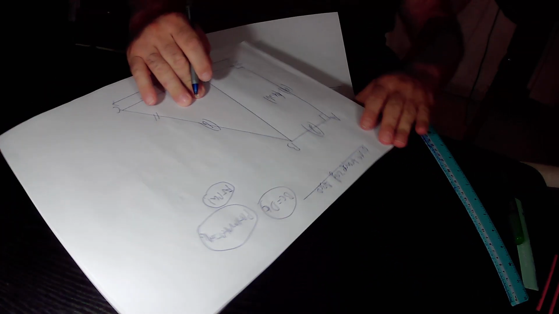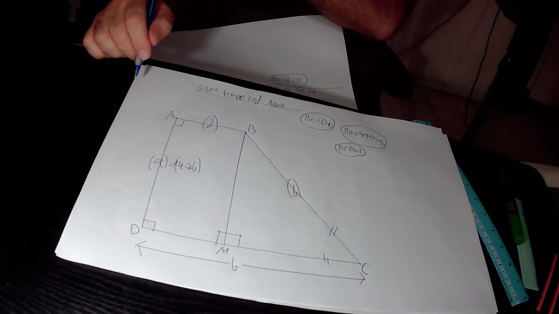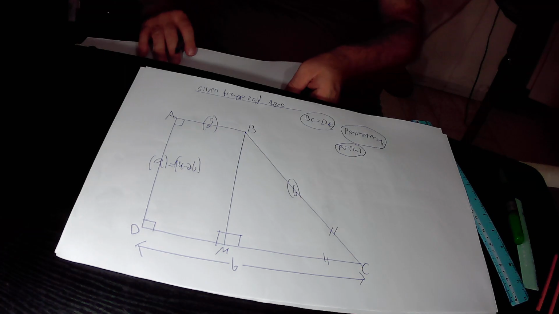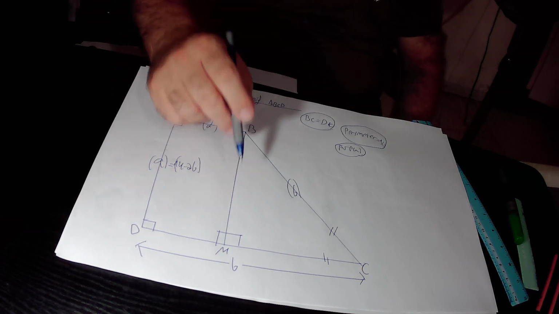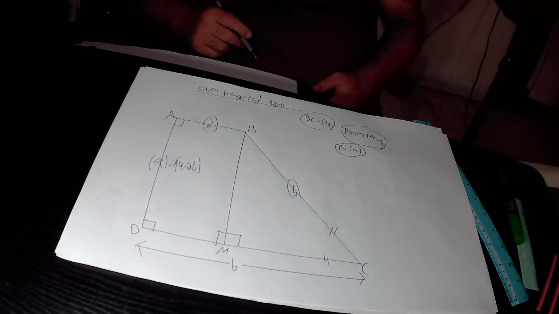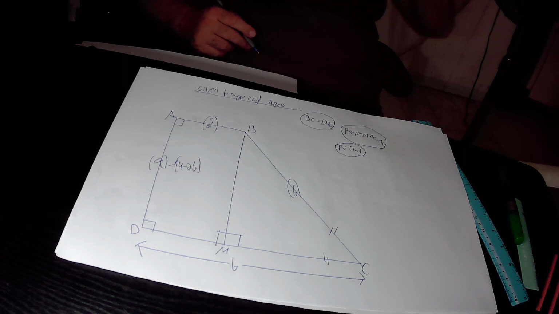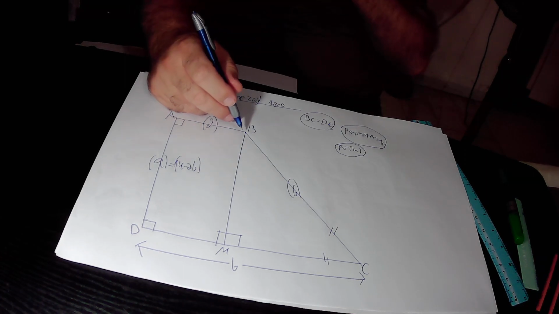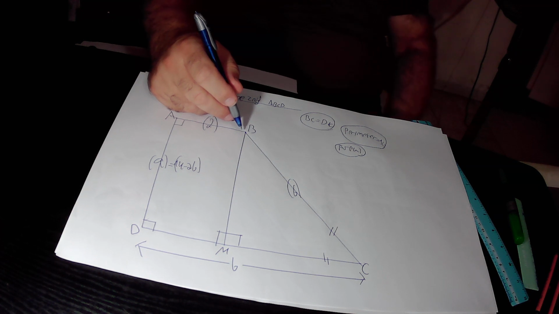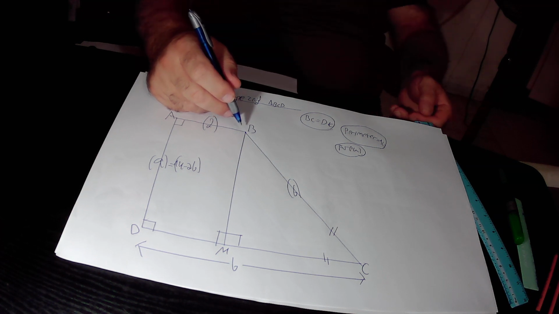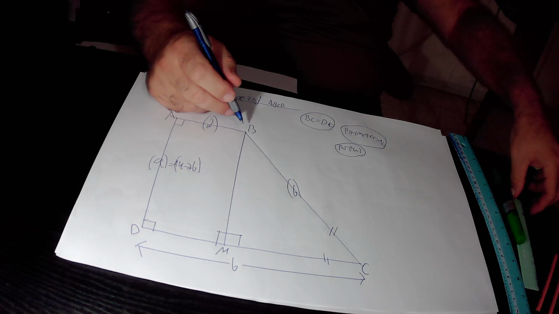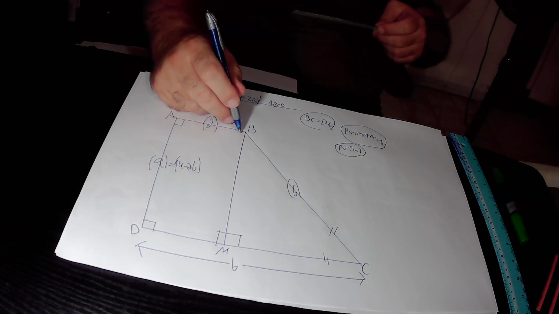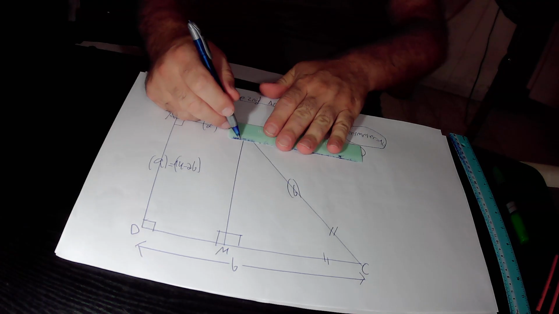By doing this construction, we get quadrilateral ABMD. Inside quadrilateral ABMD, we have 1, 2, 3 right angles. The sum of 3 right angles is 270 degrees, so 270 degrees plus the size of this fourth angle, in total, must be equal to 360 degrees according to the rule that states that the sum of the angles in any quadrilateral is equal to 360 degrees. Therefore, this fourth angle must be equal to 90 degrees in its size.